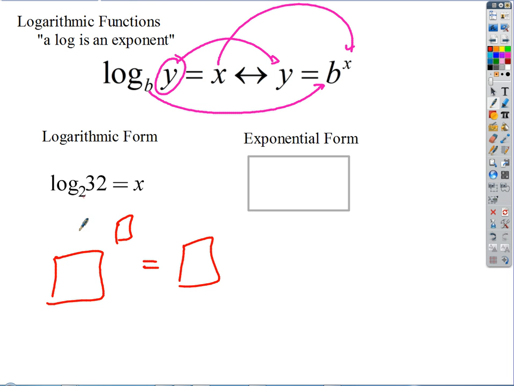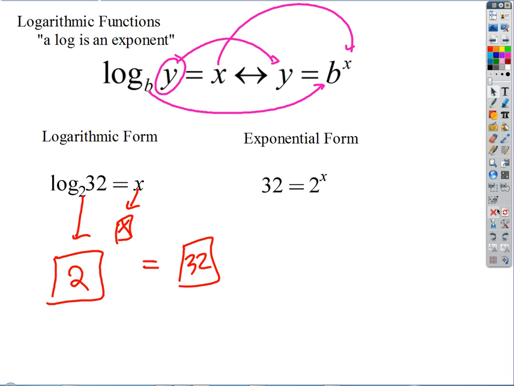Okay, good. So 2 is the base, the base of the log and the base of the exponential. What goes here? Whatever the log is equal to becomes the exponent. And that's just x. Now that's pretty simple. We can solve that. 32 equals 2 to what power? We'll find out. 2 to the 2 is 4, to the 3 is 8, to the 4th is 16, to the 5th is 32. That makes sense? So because 32 equals 2 to the 5th, we know that x is 5. Okay, very useful. Okay, let's try another one.